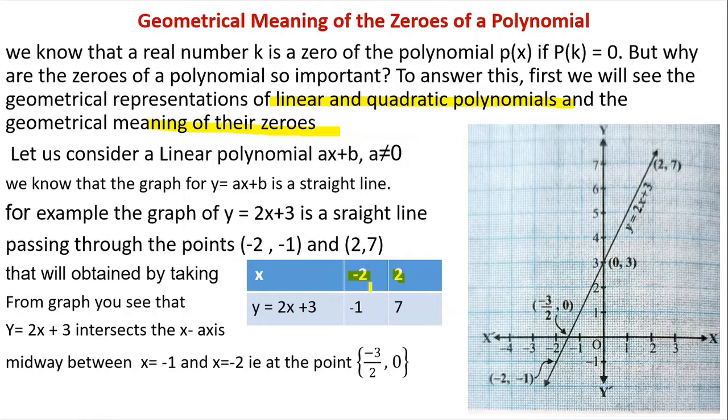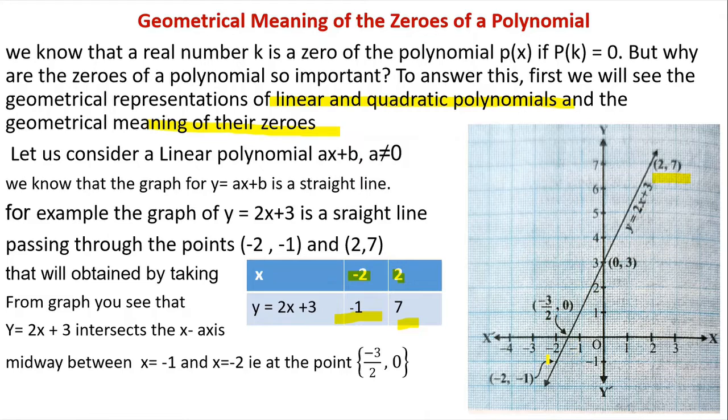So I am taking the corresponding y values for the given x values. When x is equal to minus 2, I am getting y is equal to minus 1. And if x is equal to 2, I am getting y is equal to 7. So when I draw a graph for the equation y is equal to 2x plus 3, it is a straight line which is passing through these 2 points 2, 7 and minus 2, minus 1.